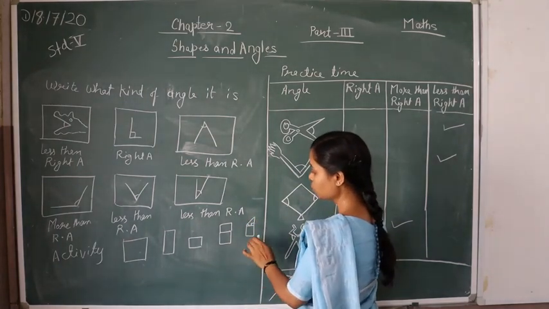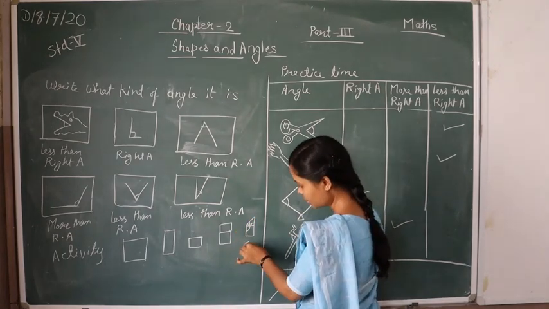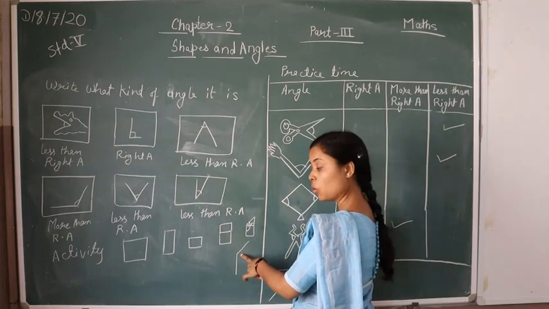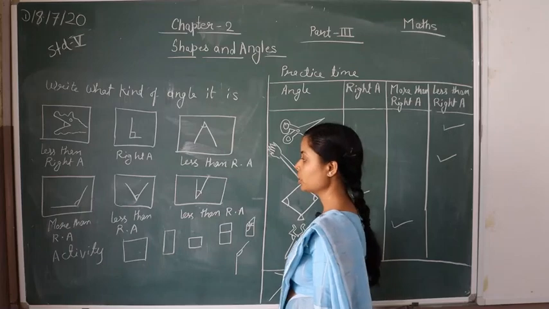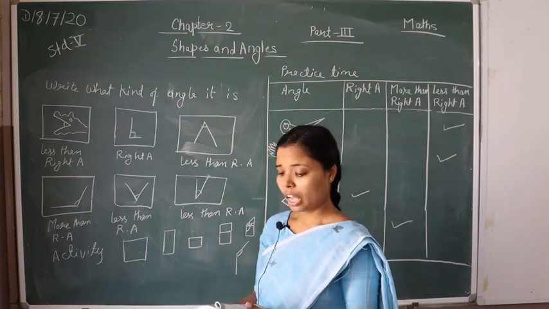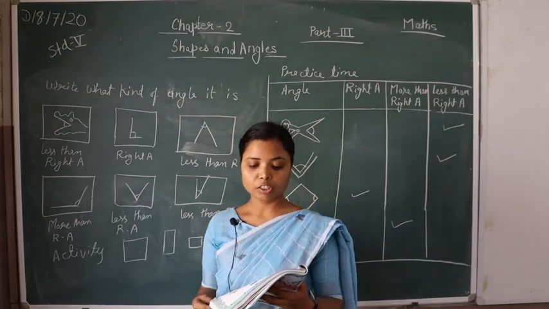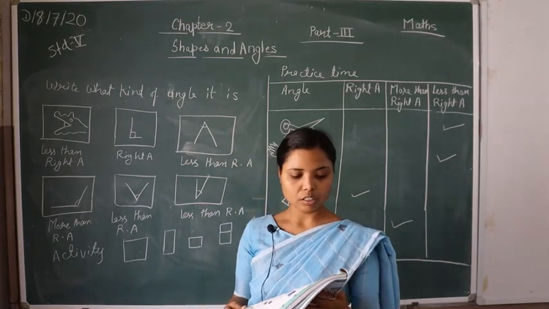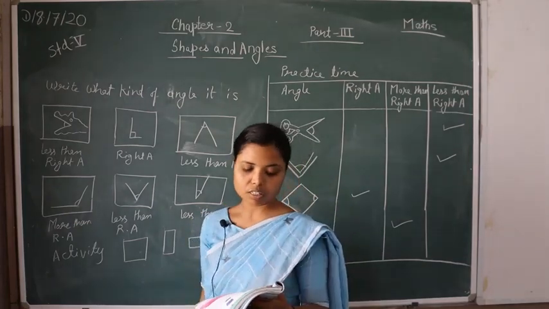If I show you, look at here, the shape is like this. So this is more than right angle. I hope you understand. So I will give you a homework activity, angle with your body. Okay, page number 23, go to the activity, and this is your homework. You have to try to solve this.